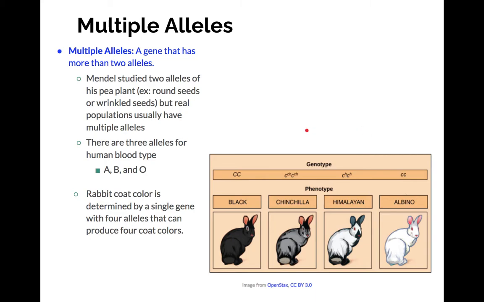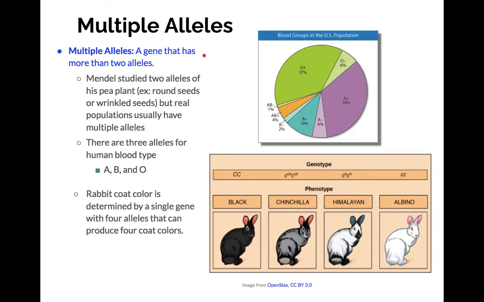All right. Next pattern, or next mode of non-Mendelian inheritance, multiple alleles. So multiple alleles are a gene that has more than 2 alleles. So this is a pretty easy definition to remember. Mendel studied 2 alleles of his pea plant, round seeds or wrinkled seeds, but real populations usually have multiple alleles. So for example, we have 3 alleles for human blood type, A, B, and O.